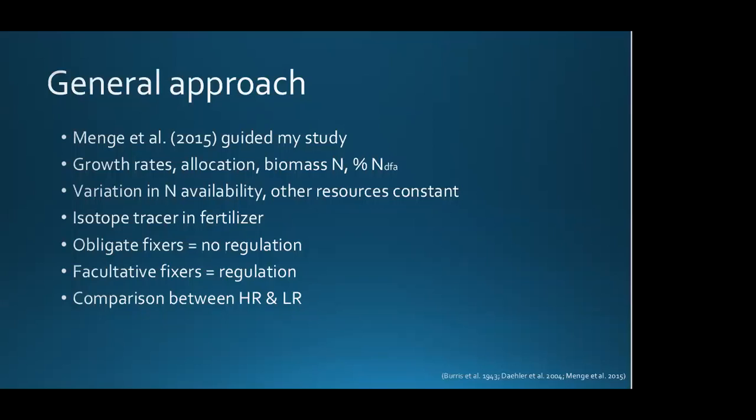Whether nitrogen is derived from the soil or fixed from the atmosphere can be determined by using an isotopic tracer administered through fertilizer treatments, followed by isotope ratio mass spectrometry. These data allow the strategy used to be distinguishable. Obligate strategy users cannot regulate fixation. Facultative strategy users regulate fixation so that nitrogen supply meets the nitrogen demand of the plant.